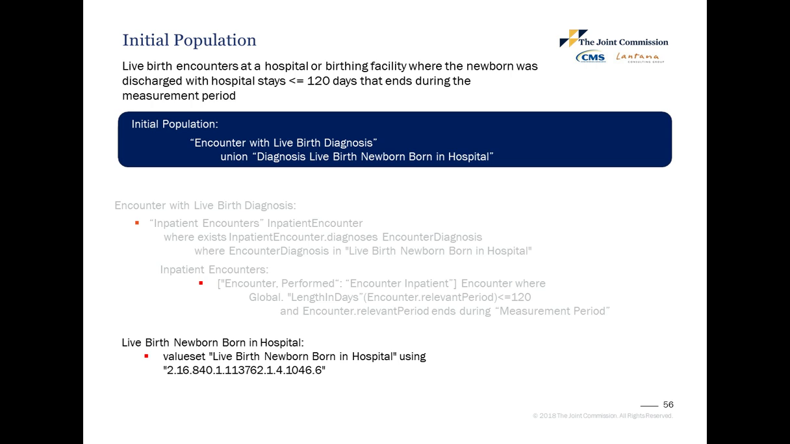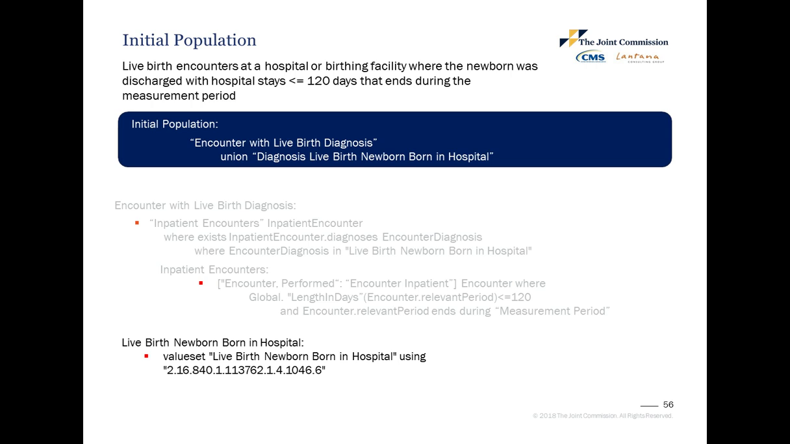So looking at the dark blue box, the initial population logic is built with the two definition statements we just defined, the encounter with live birth diagnosis and the diagnosis live birth newborn born in hospital. The union operator between these two definition statements means or, so either definition will meet the initial population criteria.